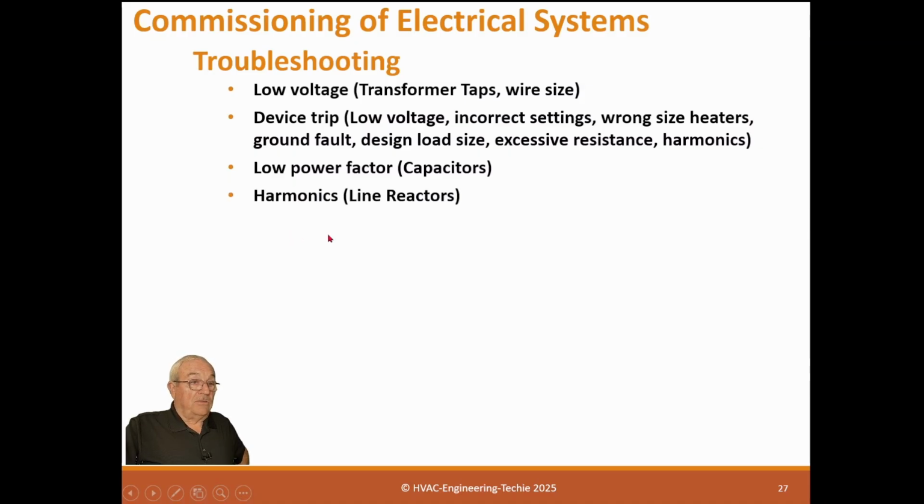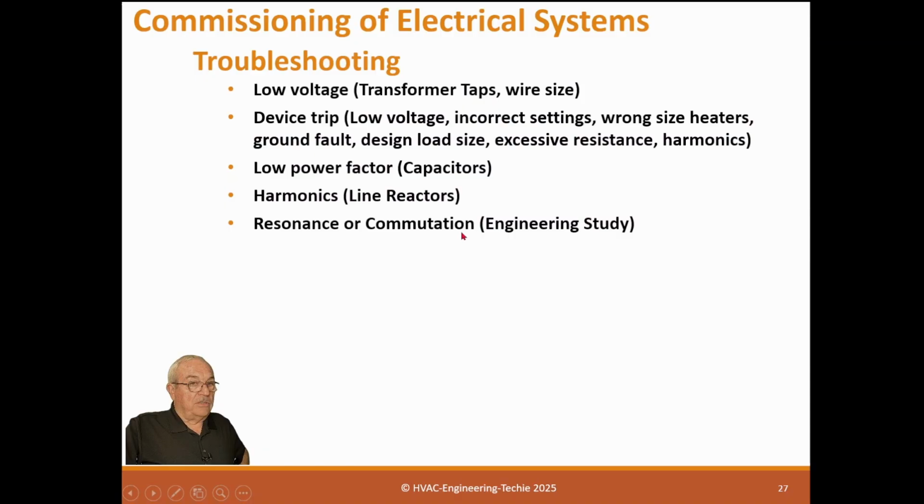Harmonics: a line reactor is the only way to take harmonics out. Harmonics are all put in by power supplies, which means everything that can cause a low power factor can also cause a harmonic. And the only way to filter it out is to put in a line reactor that'll filter out those harmonics. But you have to do some investigation to figure that out.